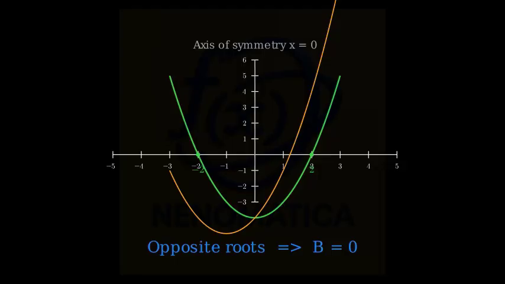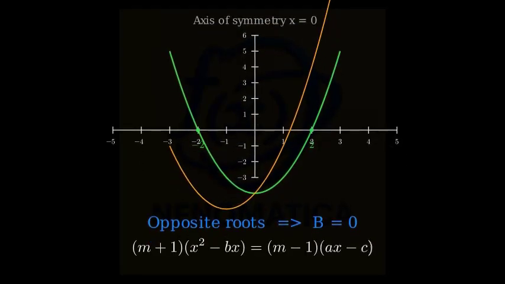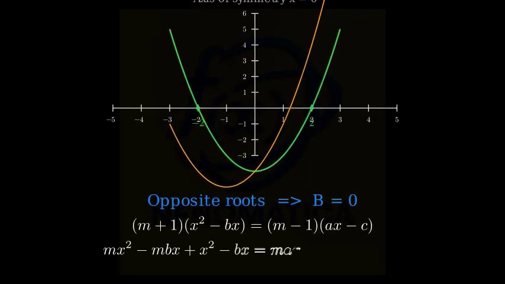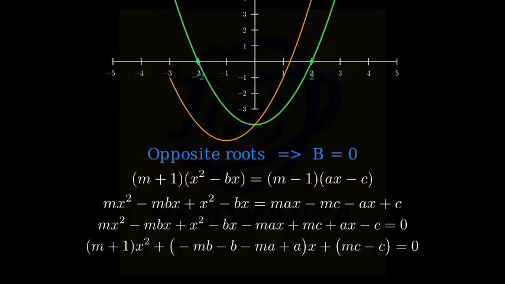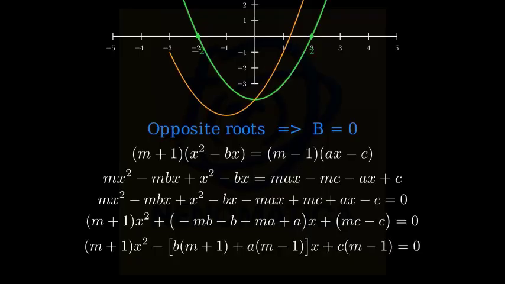Step 1. Clear denominators by cross multiplication. Multiply both sides by (ax minus c) times (m plus 1). Step 2. Expand both sides using the distributive property. Step 3. Bring every term to the left-hand side to make 0 on the right. Step 4. Group like powers of x into the standard quadratic form, ax squared plus bx plus c equals 0. Step 5. Factor the linear coefficient b for clarity.